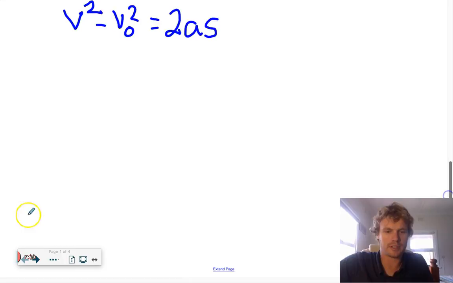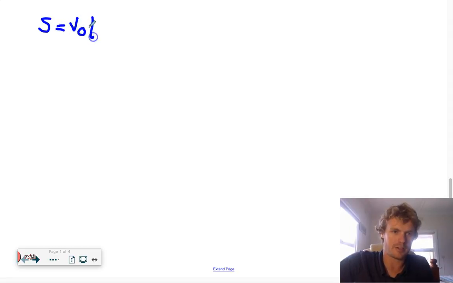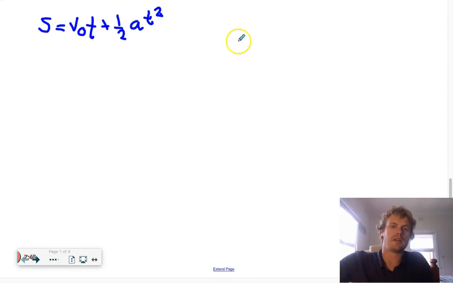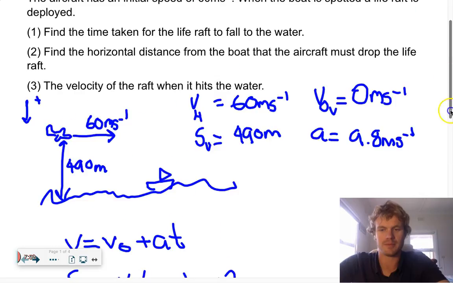So if I know the formula, S is equal to V naught T plus half AT squared, and I know the S, the V0 and the A, I can substitute in for those letters the numbers that represent them. So my S in the vertical direction is 490 meters.